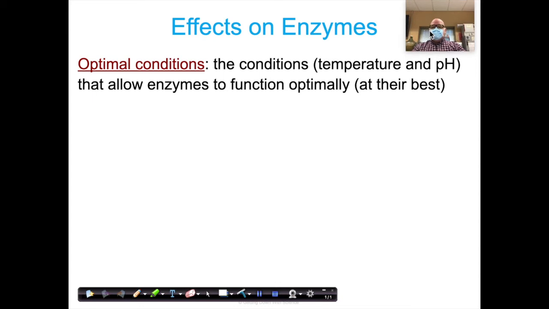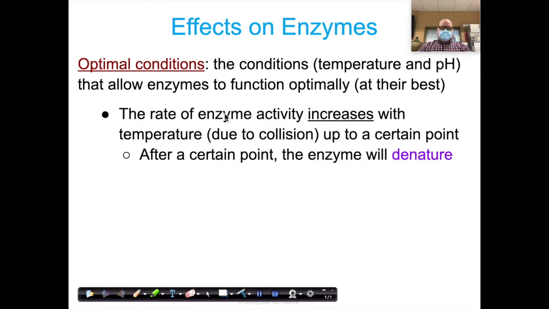So, like I just said, optimal conditions. I called that Goldilocks, okay? Goldilocks didn't like her porridge too hot or too cold. It had to be just right. And if we introduce pH into the Goldilocks and the bear story, maybe that would also be the case. So for optimal function, enzymes have optimal conditions.